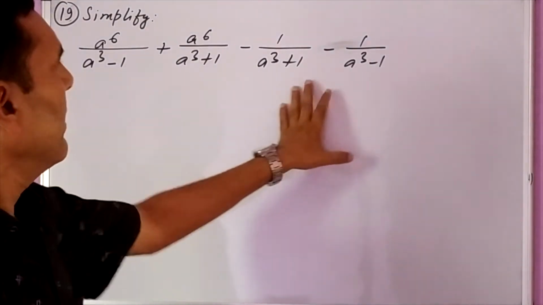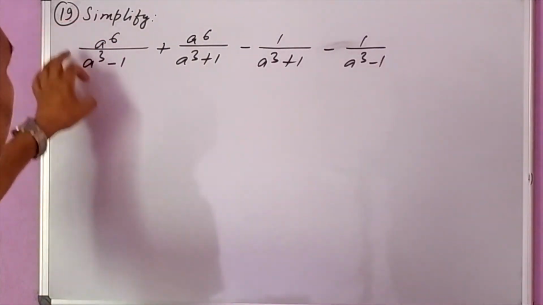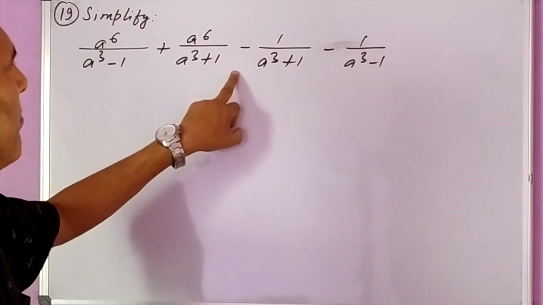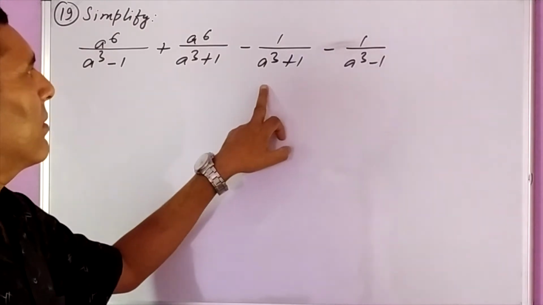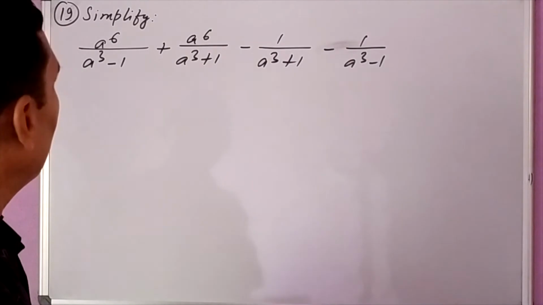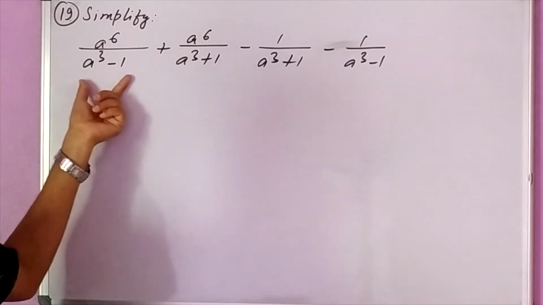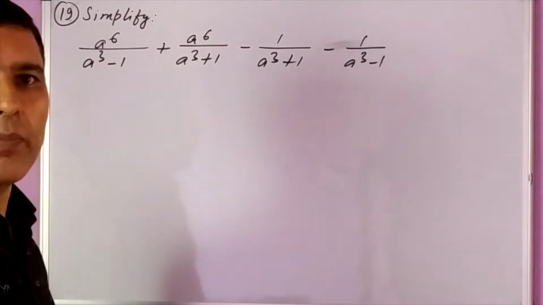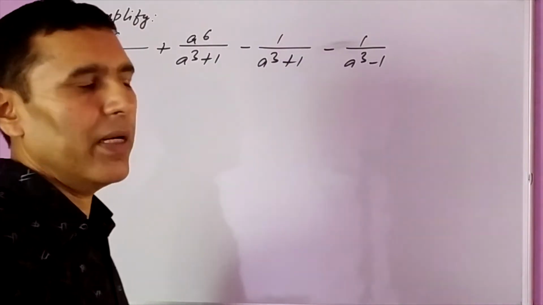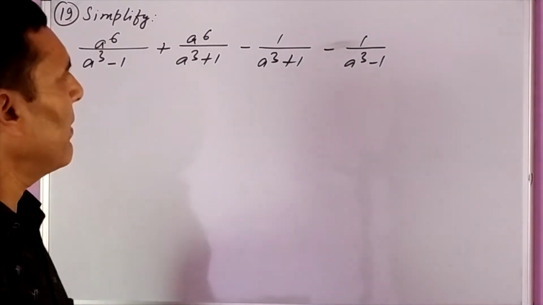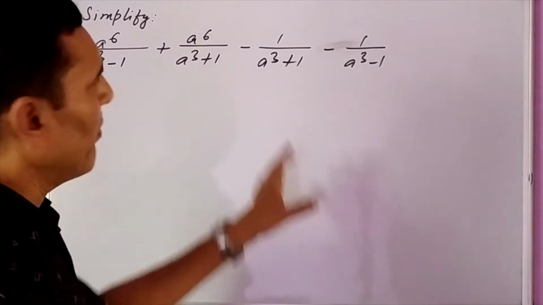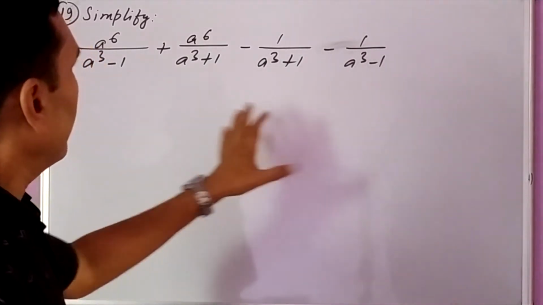19. Our question is like this. First term a^6 upon a^3 minus 1, plus second term a^6 upon a^3 plus 1, third term minus 1 upon a^3 plus 1, minus 1 upon a^3 minus 1. So here the first term and the last term have the same denominator, and the second term and third term have the same denominator. So terms having the same denominators are collected together and we take their LCM. So we form the two groups here, first and last.